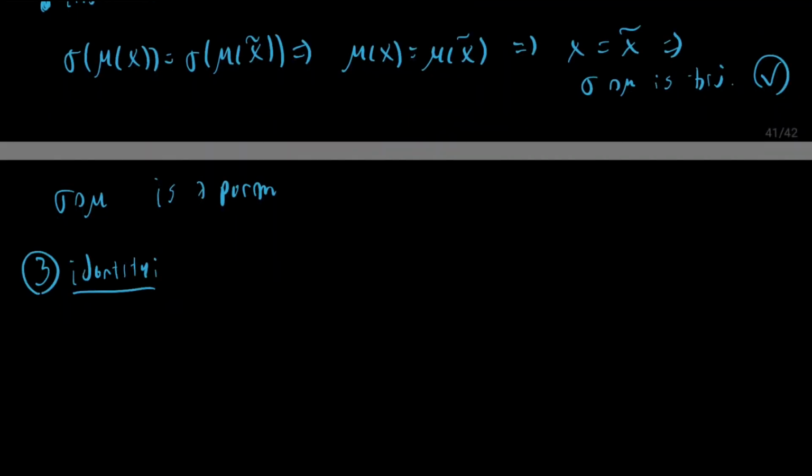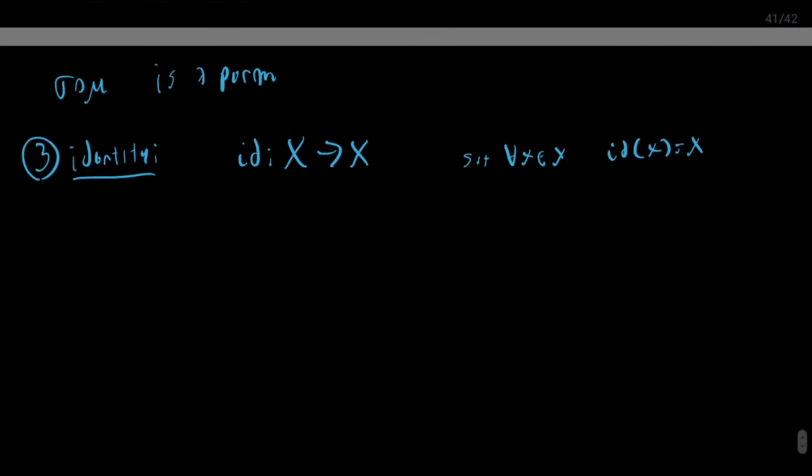We assert that the following function, which we will call ID, that goes from X to X, such that for all x in X, ID of x is equal to x, is the identity of this group. So for the first thing, let's prove that ID is actually a bijection, but this is trivial because, for surjectivity, for all elements of X that we could call y, there exists an element x of X such that ID of x is equal to y, and that is precisely y.